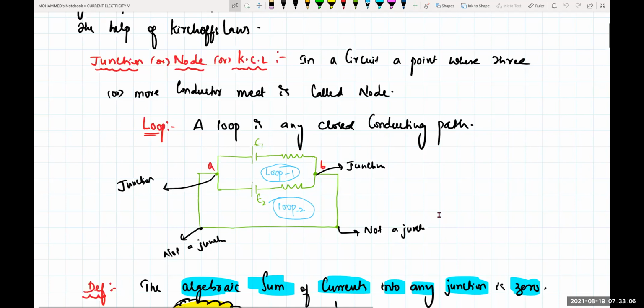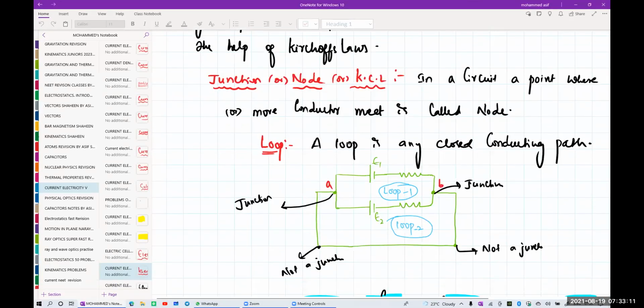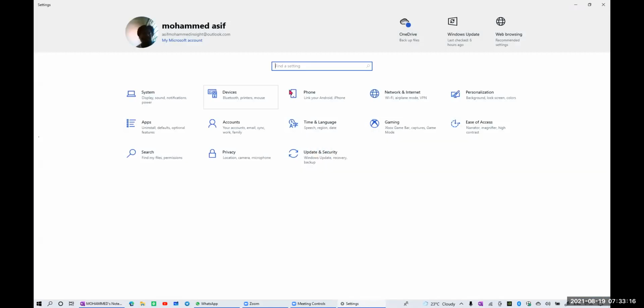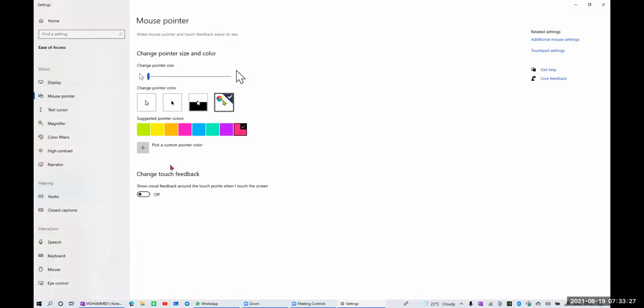The cursor is not able to move. Just a minute. I think there is a reason. Just give me a minute. Are you able to see the cursor now?